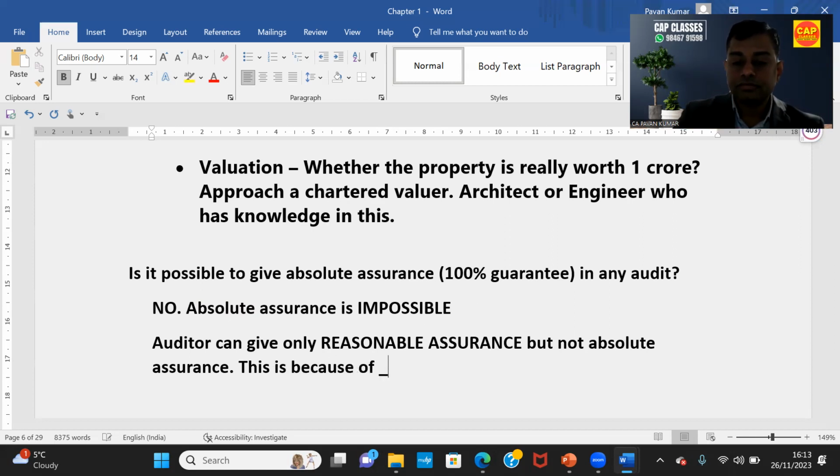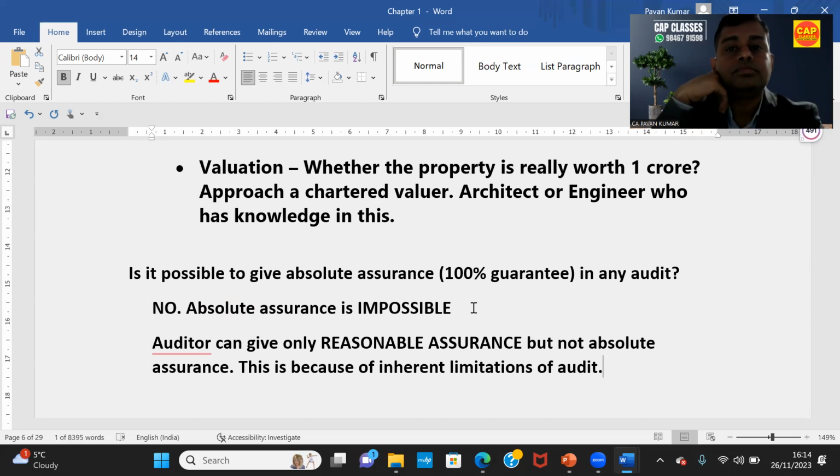This is because of, you tell me, fill in the blank. This is because of what? Can someone tell me? Hello, I'm waiting for your answer. Auditor can give only reasonable assurance, but not absolute assurance. This is because of inherent limitations of audit.